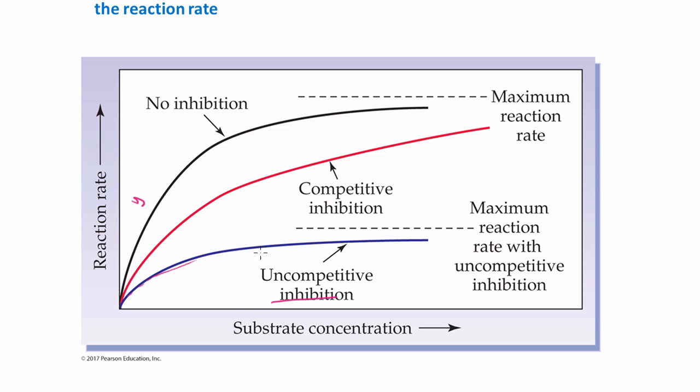Okay. Also notice, we're always going to have a maximum rate, and that's because of the active sites being filled. But notice that the maximum rate is definitely lowered. This is way up here, and this is way down here. And once that maximum rate is reached, increasing the concentration of the substrate is not going to change the rate of the reaction. It's just not going to happen.